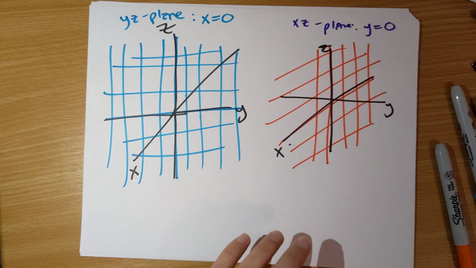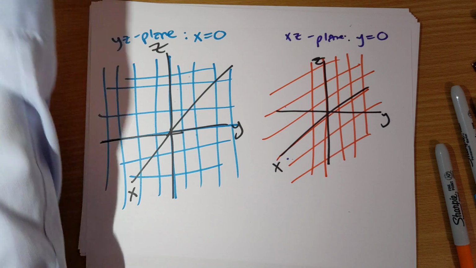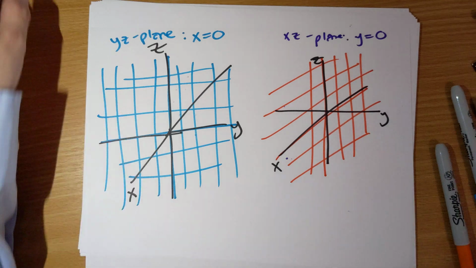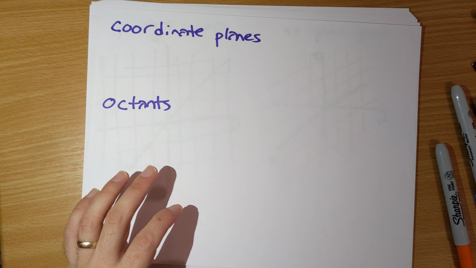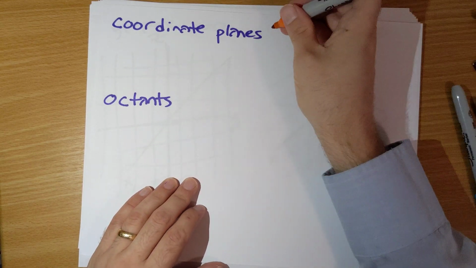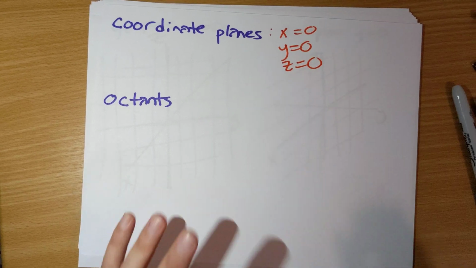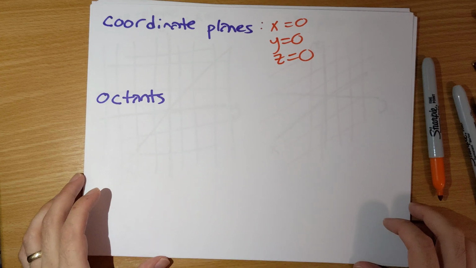Okay, so these are all important things for us to know and care about. These are the coordinate planes. X is equal to 0, y is equal to 0, and z is equal to 0. I just drew those out for you.